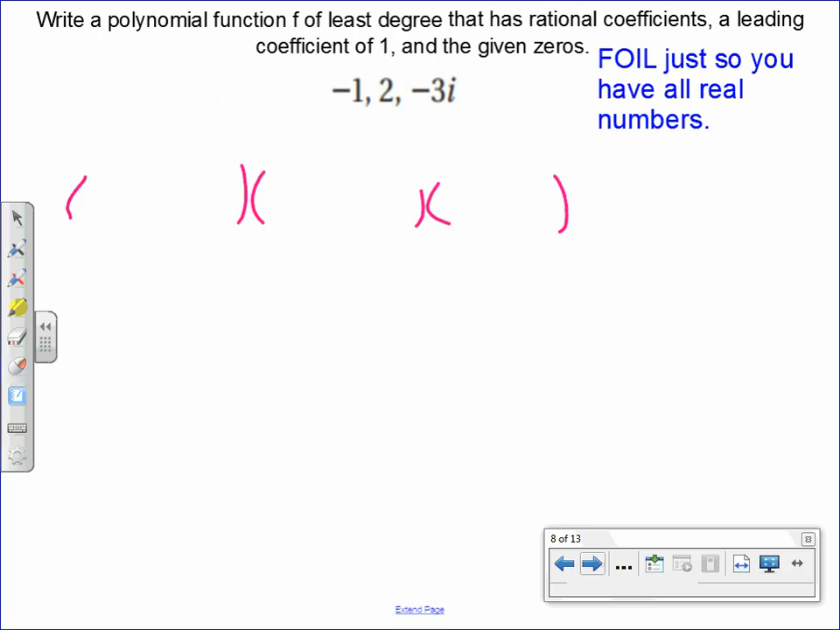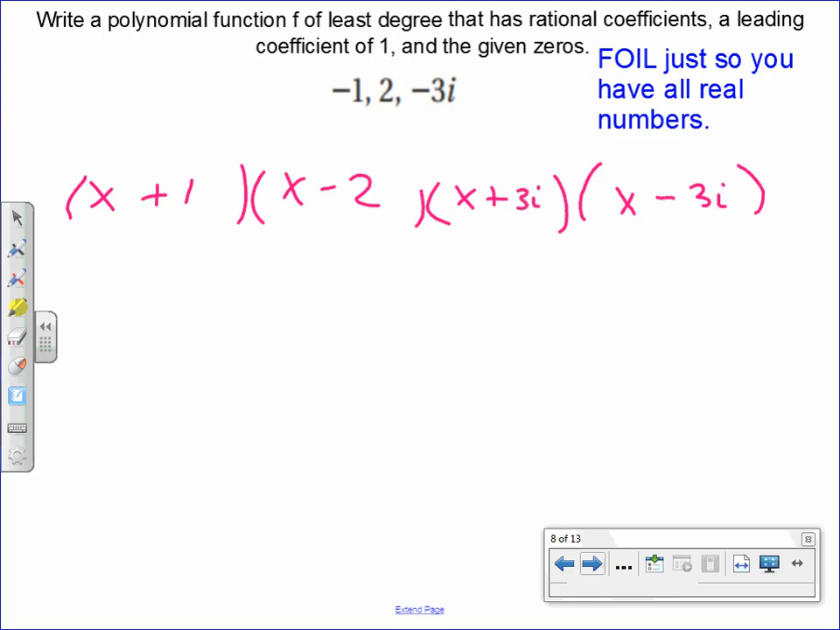Okay, what would my first binomial be? Lexi? X plus 1. Yep, go ahead, you can do the other 2. X minus 2 and x plus 3i. Good. Now, the conjugate rule says if I have an imaginary solution or a radical solution, the conjugate of that solution is also a solution. So when Lexi said x plus 3i, I'm going to add x minus 3i on my list. There's actually 4, 2 real numbers and 2 imaginary numbers.